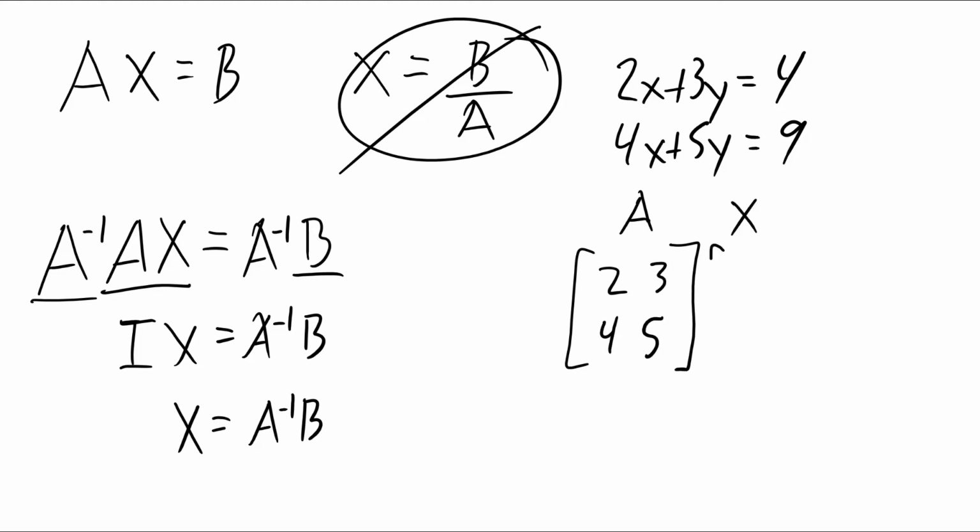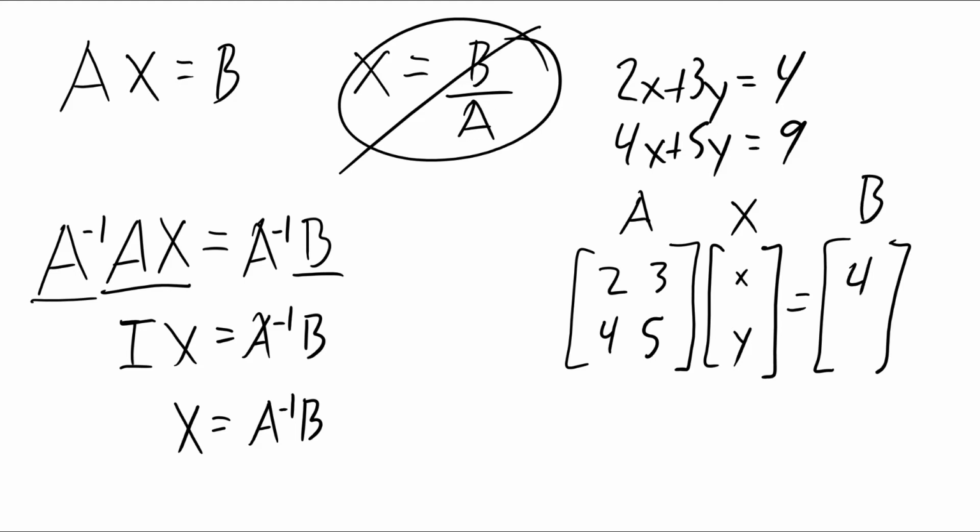We'll have a matrix for the variables, X. So that's a capital X, made up of lowercase x and lowercase y. And then that will equal a matrix B, which is the constants, 4 and 9. So if we multiply these, we can see why this would work. Remember, when we multiply matrices, we multiply the row of the matrix on the left times the column on the right. So that would be the first row times the column.